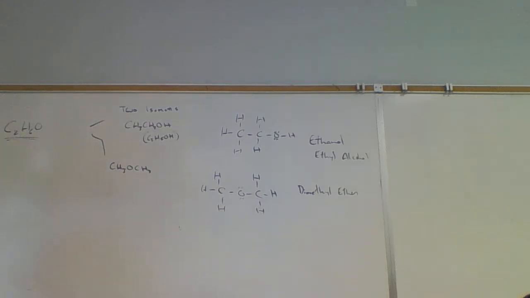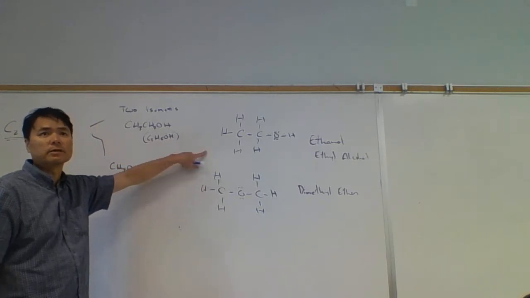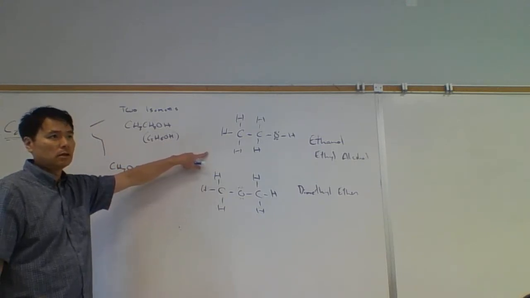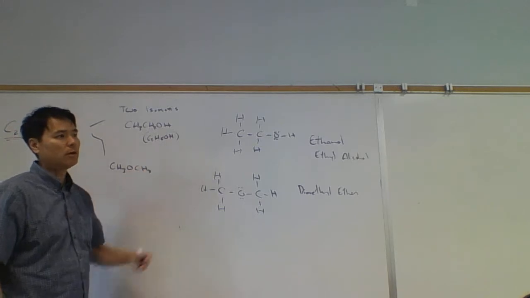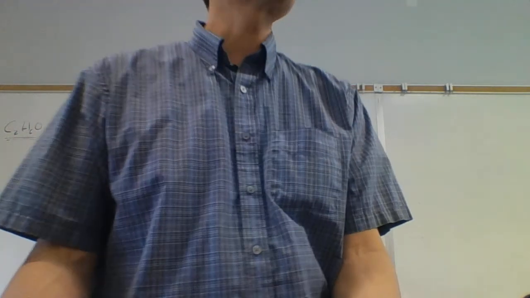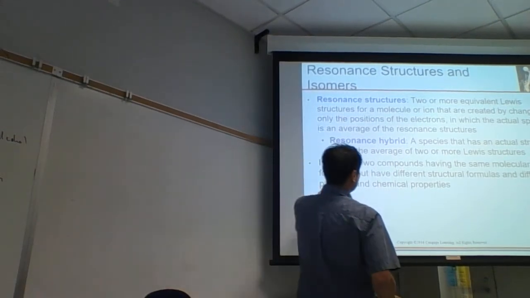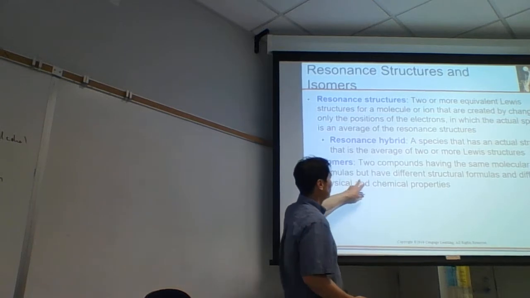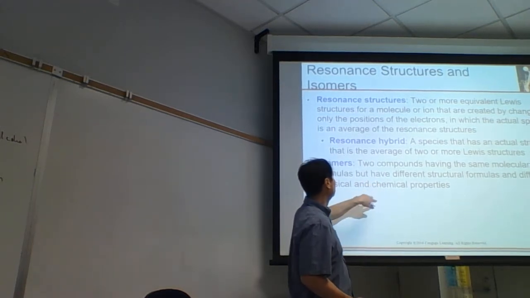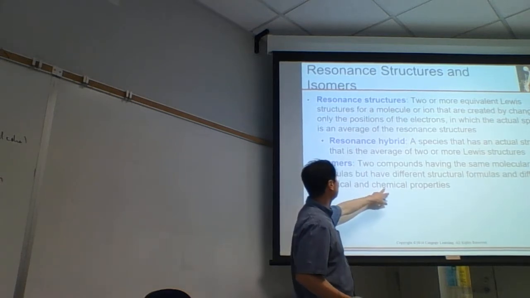But anyway, these are two isomers, and these two are totally different in terms of properties, both physical and chemical. But they have the same molecular formula. They have the same composition, exact same composition. And so that's what isomers are. Isomers are two compounds having the same molecular formula but different structural formulas. Different structure means different physical and chemical properties.